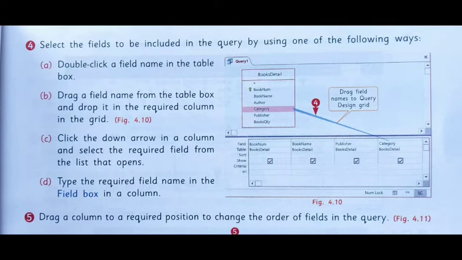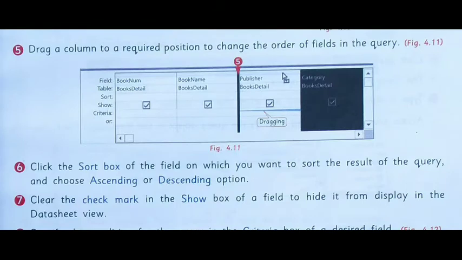A. Double-click a field name in the table box. Then drag a field name from the table box and drop it in the required column in the grid. Then click the down arrow in a column and select the required field from the list that opens. Then type the required field name in the field box in a column. Drag a column to a required position to change the order of the fields in the query. You can find it in figure 4.11.